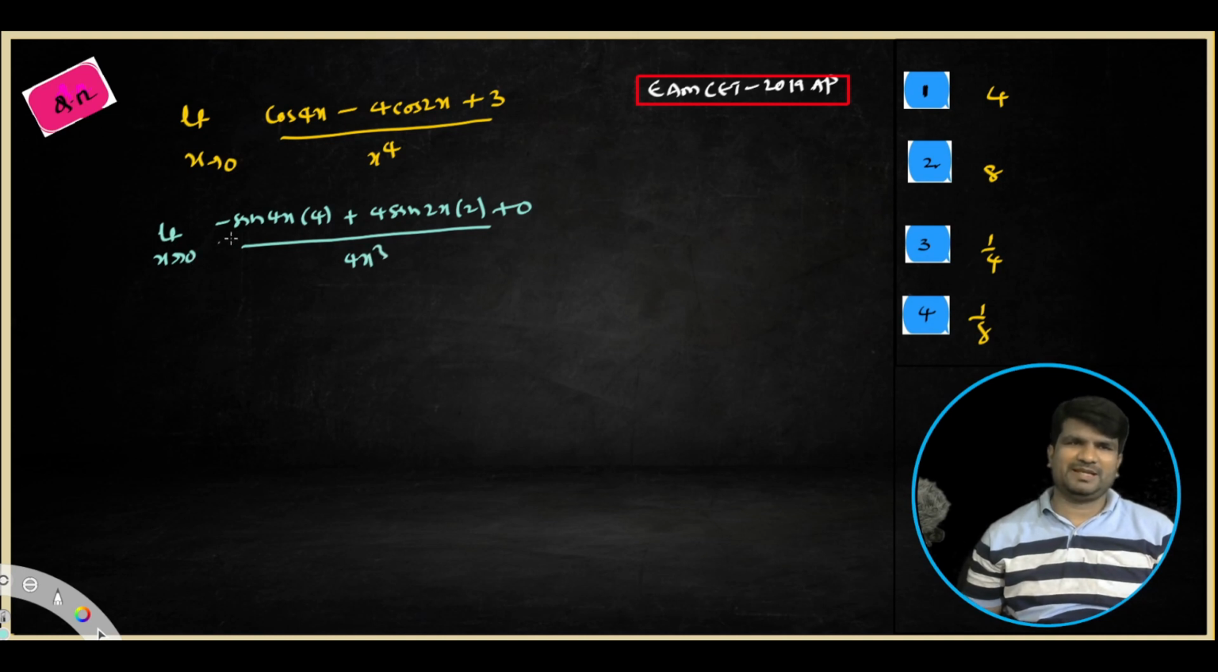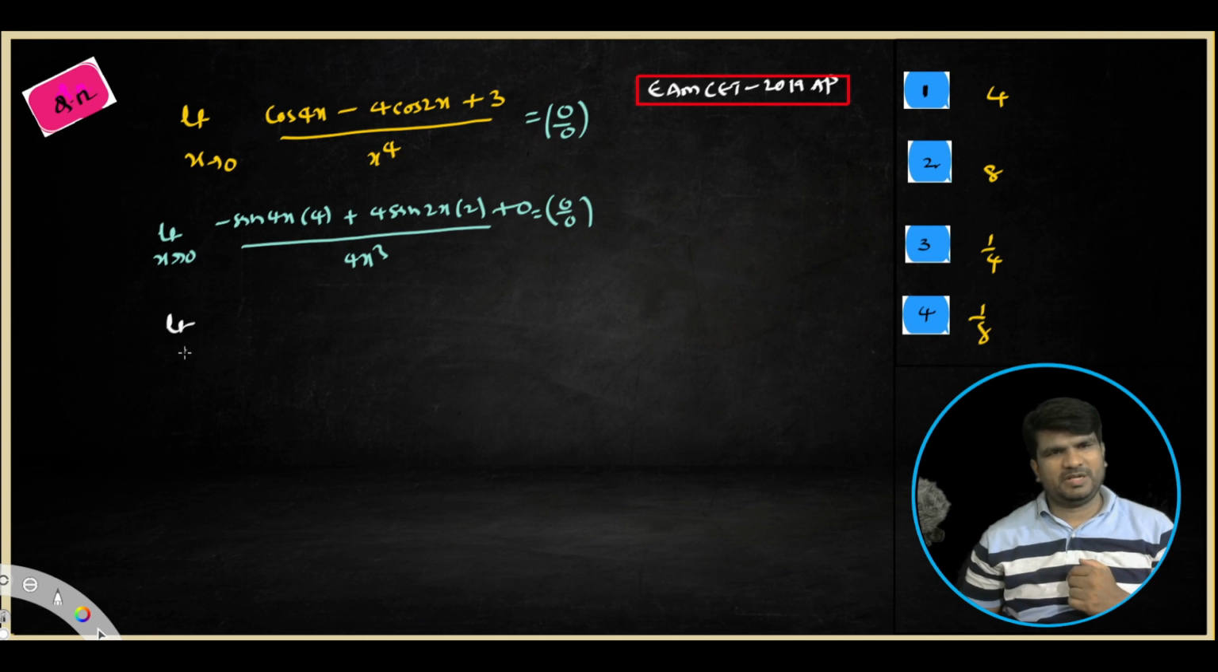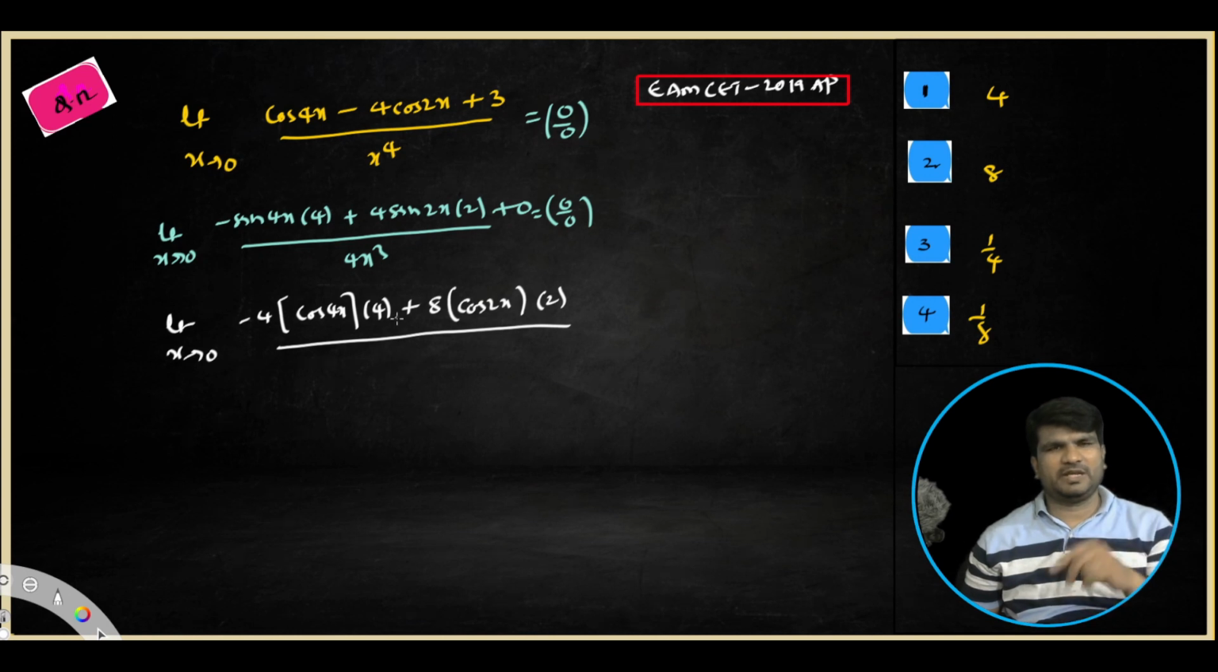Again, if you put x equals 0, sin 0 is 0, so we get 0 by 0 form again. Now differentiate one more time, limit x tends to 0. Differentiation of sin 4x is cos 4x into 4; 4 into 4 is 16, hmm, the constant times gives 8 in the second term: differentiation of sin 2x is cos 2x into 2, whole divided by the differentiation of 4x cube, 3 4s are 12x square.